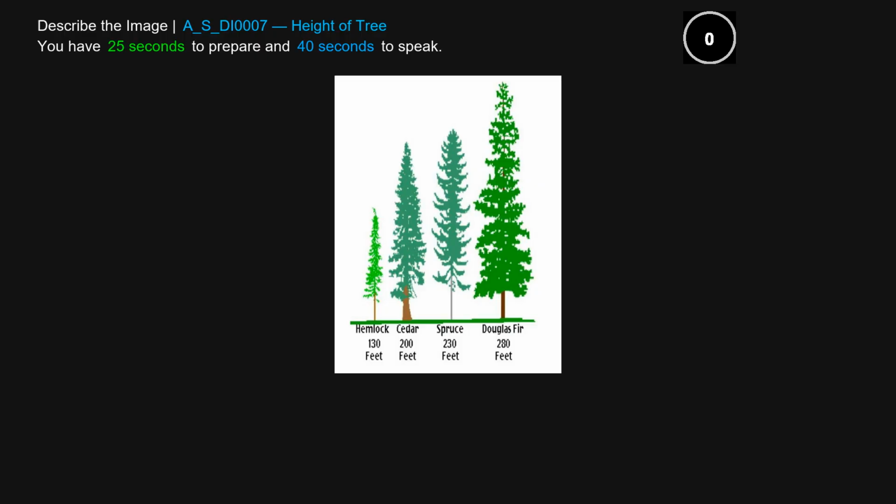This picture gives us information about the height of the tree with a name. The lowest height belongs to Hemlock with 130 feet, and the highest belongs to Douglas Fir with 218 feet, and between them, Cedar with 200 feet and Spruce with 230 feet are available. From the picture, we can conclude it is a picture about the height of the trees.